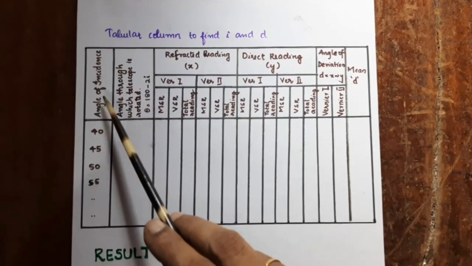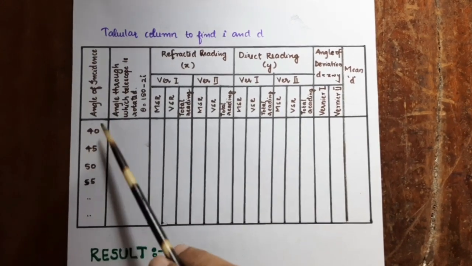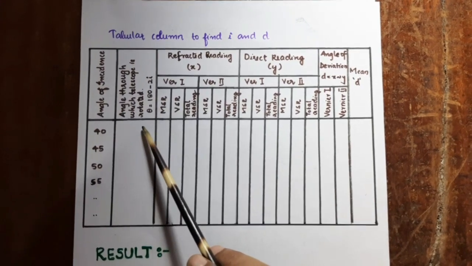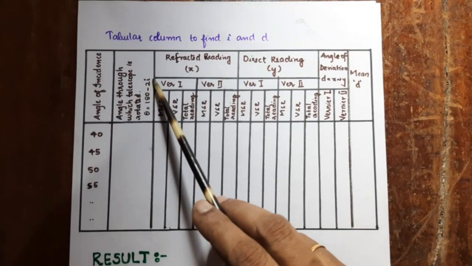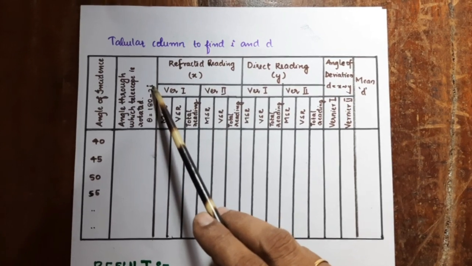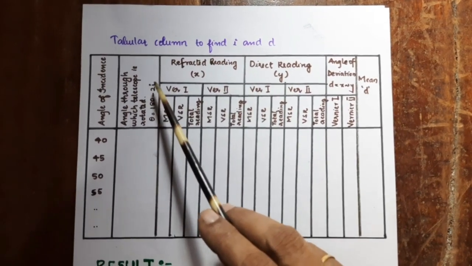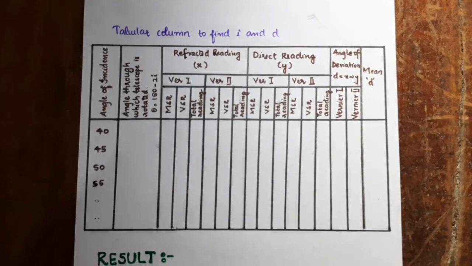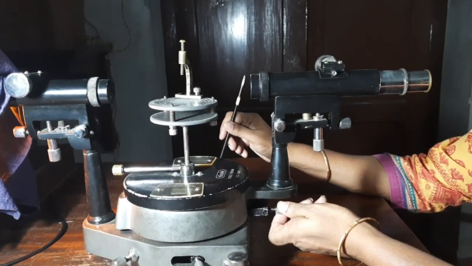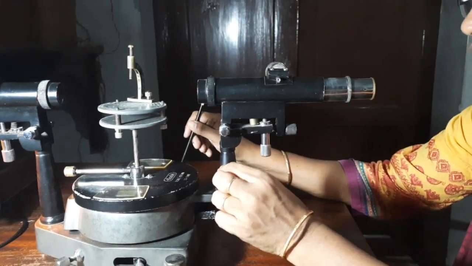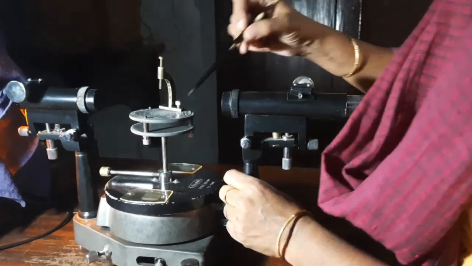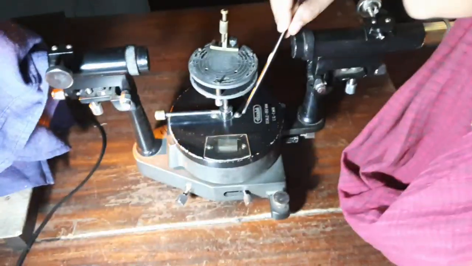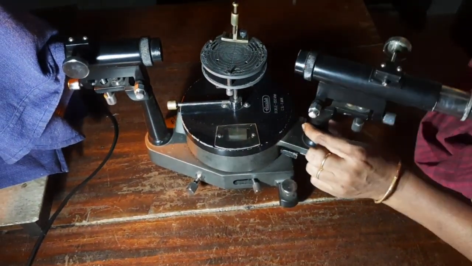Now if we want to set the angle of incidence 40, we should rotate the telescope through an angle theta, which is equal to 180 minus 2i. That is, i is 40, so 2i is 80. 180 minus 2i will give you an angle of 100. Release the telescope and rotate it through an angle 100. So my reading, which was 180, would now become 80 here.